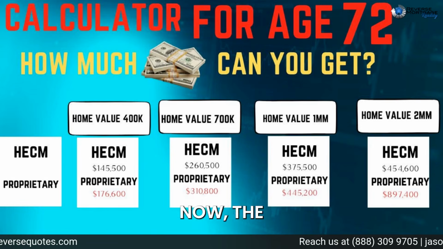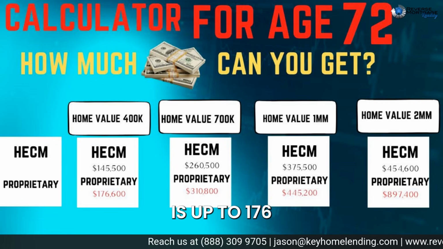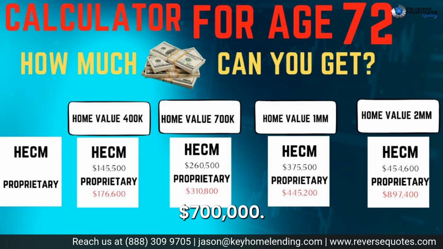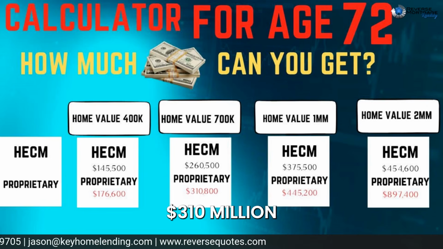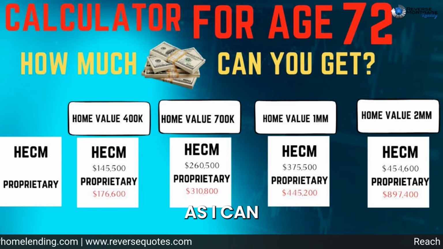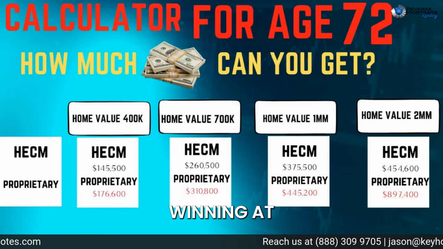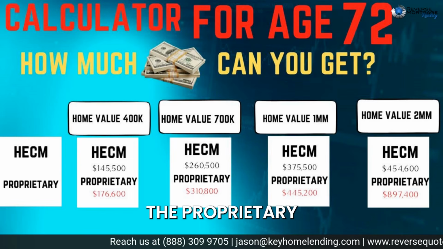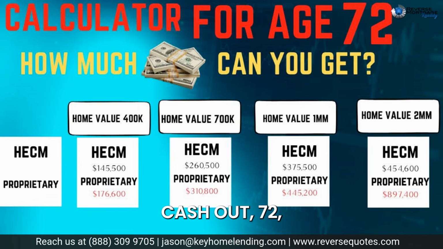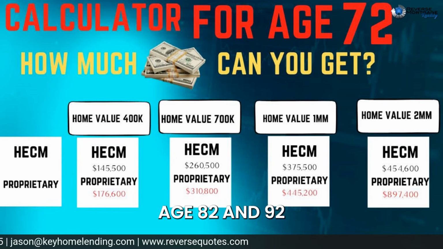72. All right. Now the HECM went up to 145. The proprietary is up to 176. $700,000 house, the HECM's 260 versus the proprietary at 310. $1 million home, you kind of get it. You can read just as well as I can talk it out. But the proprietary is still winning at age 72. So 62, the proprietary wins in just pure cash out. 72, the proprietary wins again. But what happens at age 82 and 92?